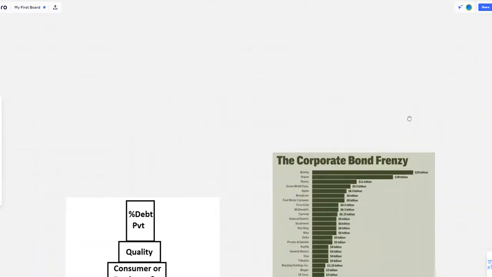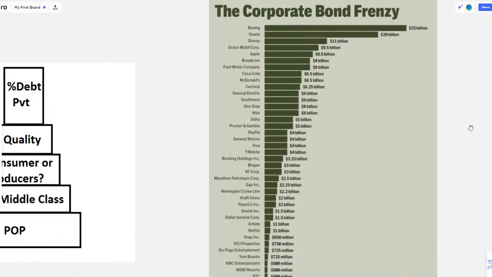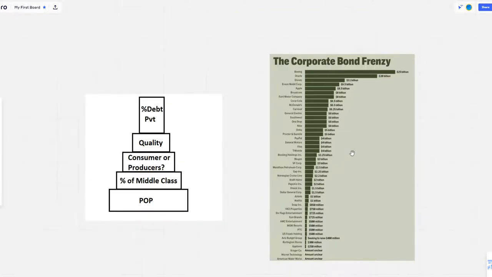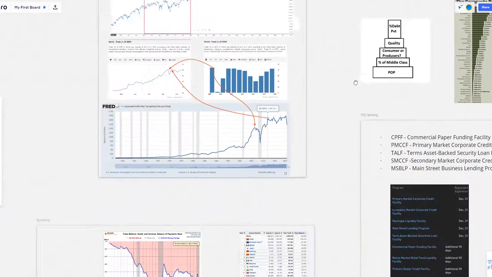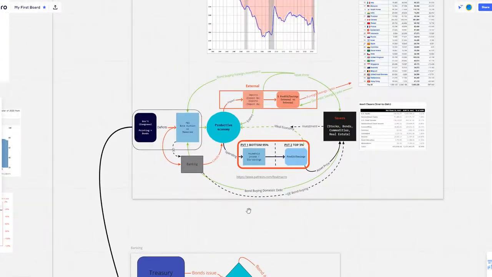Okay, so corporate bond frenzy. Everybody's issuing bonds. They got all this money, and do you think that McDonald's needs 6.5 billion, and T-Mobile needs 4 billion, Nike needs 6 billion, right? You think they need all that? Apple needs 8.5 billion. Why is Apple raising? They got so much cash they don't even know what to do with, right? So they're buying these junk bonds.